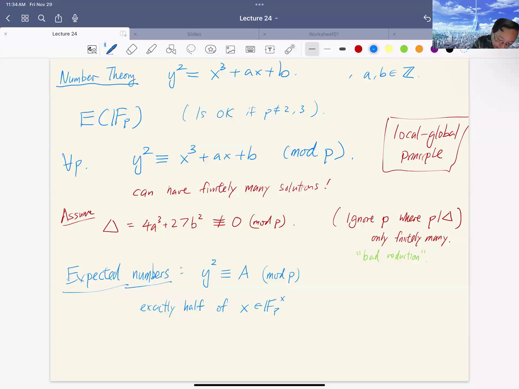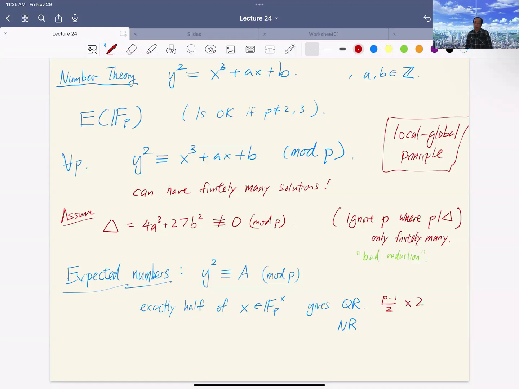So we are running through x from 0 to p minus 1. Exactly half of these will give a quadratic residue, and exactly half gives a quadratic non-residue, right? We learned this in chapter 2. So how many quadratic residues are there? There are (p minus 1)/2. There are exactly half of the numbers that will give me a quadratic residue. And for each of them, I have two choices of y.